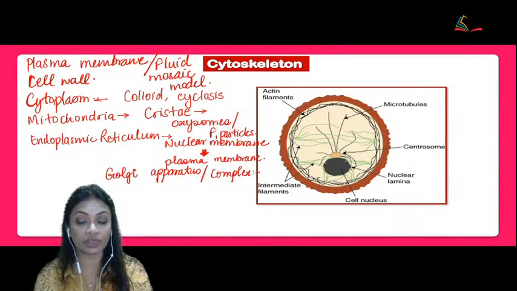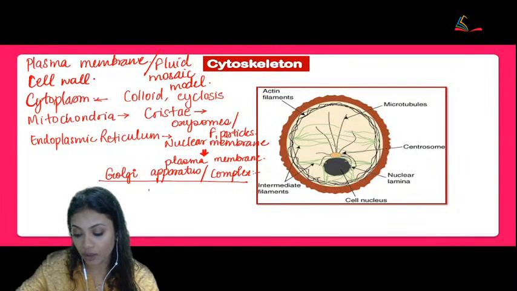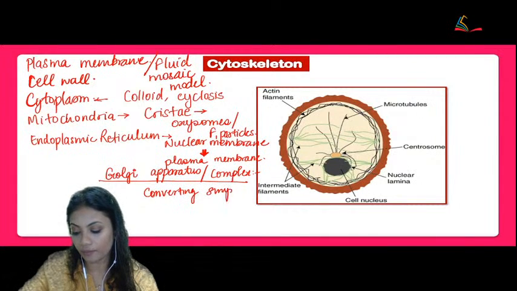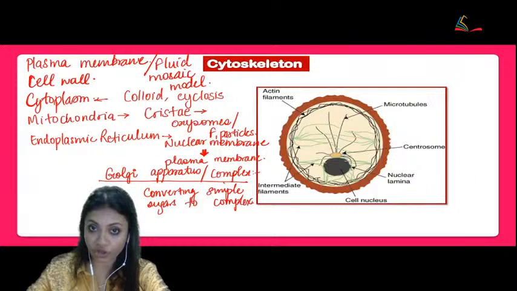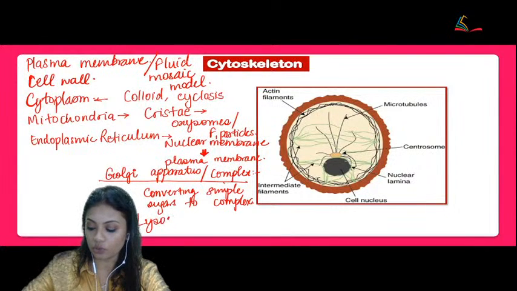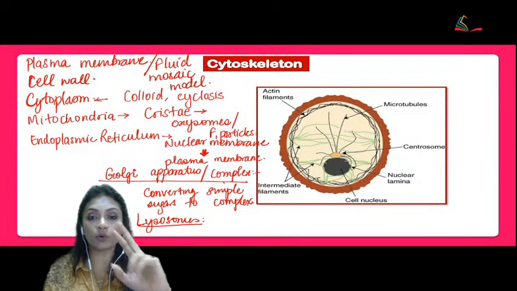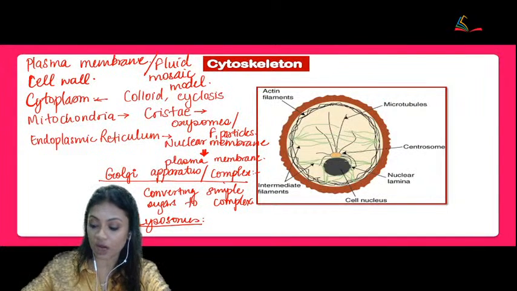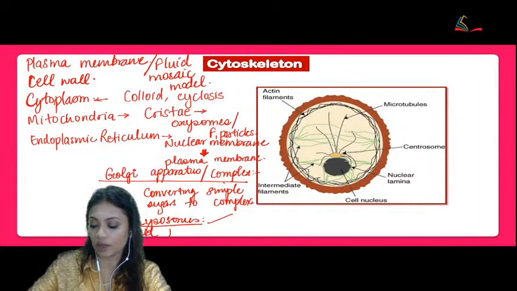What was the main function of the Golgi apparatus? I need you to remember the function of it. It was doing the work of converting simple sugars to complex, and also it was giving rise to another structure which was called the lysosomes. Lysosomes were called suicidal bags. Why? Two most important functions of lysosomes. First of all, it contains an enzyme which is called acid hydrolase.